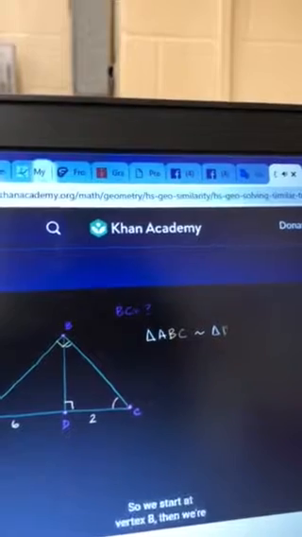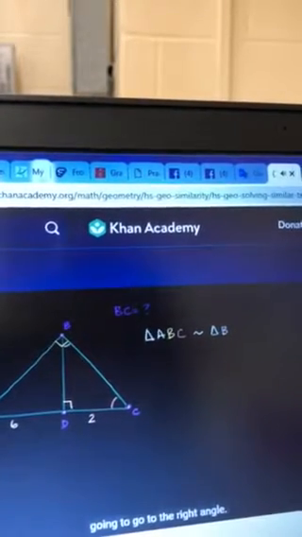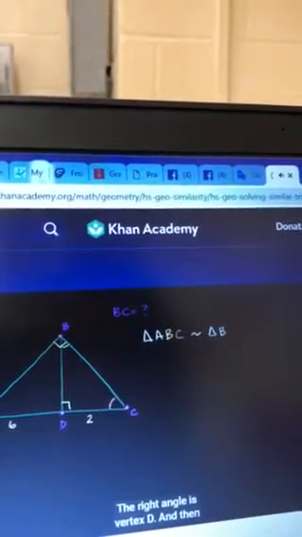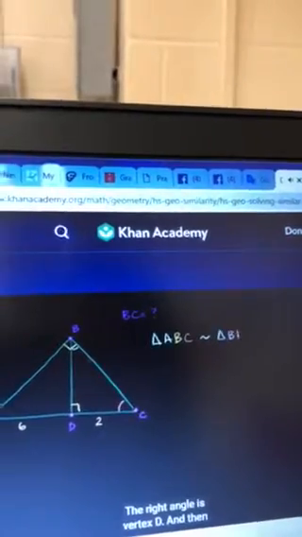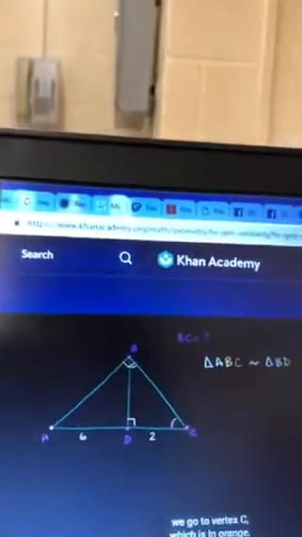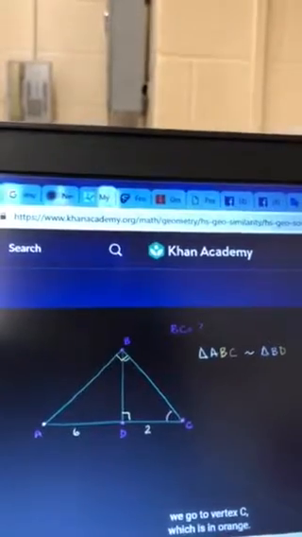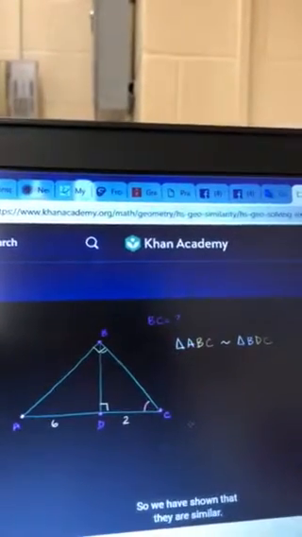So we have triangle ABC similar to triangle BDC. And remember that order matters. So we're going to go with order matters. Okay, then he's going to set up a proportion.